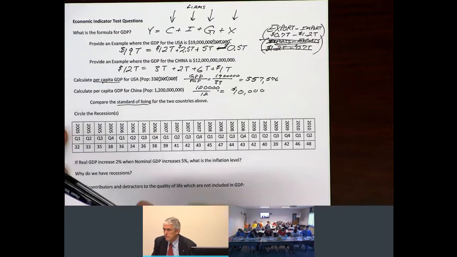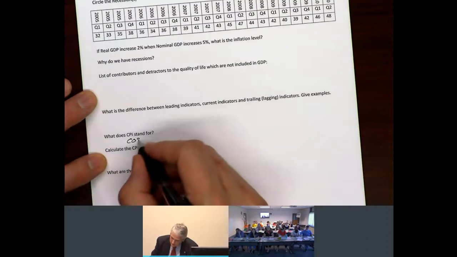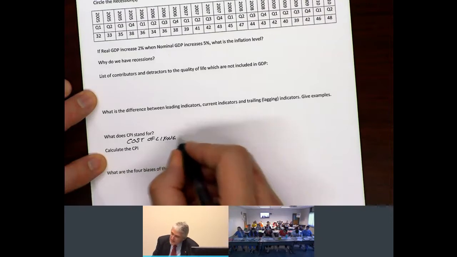The cost of living in the US is higher. Be careful, because cost of living is down here. The CPI is the cost of living. But what we're looking for is the standard of living.